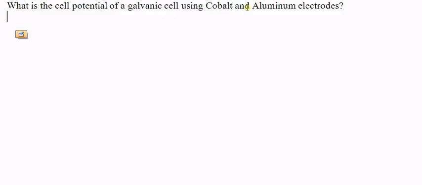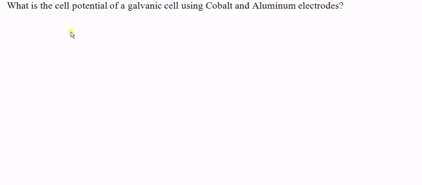So we've established the half reactions we should be looking for based on the electrodes that are going to be used. And so we've got cobalt and aluminum electrodes. So those are the solid forms, which means that when we go to the reduction table, we're going to be looking for cobalt solid and aluminum solid.